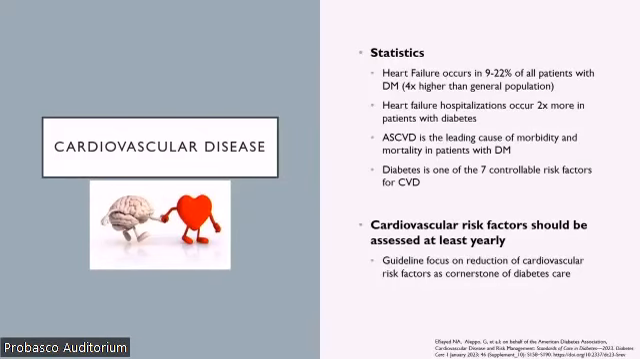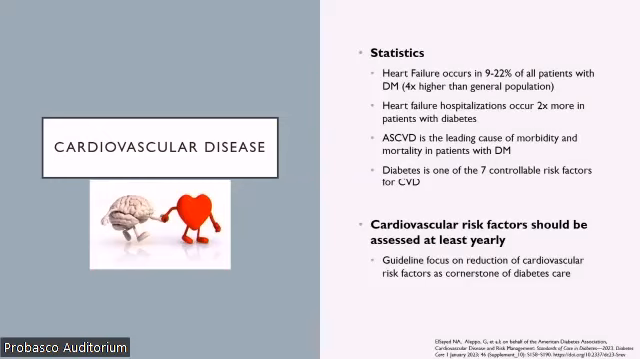I think we've left cardiovascular disease as the first comorbid disease state to talk about, because our diabetic patients have such disproportionate complications with cardiovascular disease above that of our general population. So heart failure occurs in up to 22% of all patients with diabetes, which is 4 times higher than that of the general population. We see twice as many heart failure hospitalizations in our diabetic patients. And atherosclerotic cardiovascular disease is one of the leading causes of morbidity and mortality in our diabetes patients.